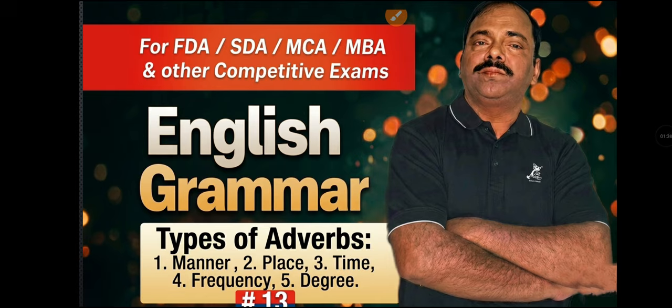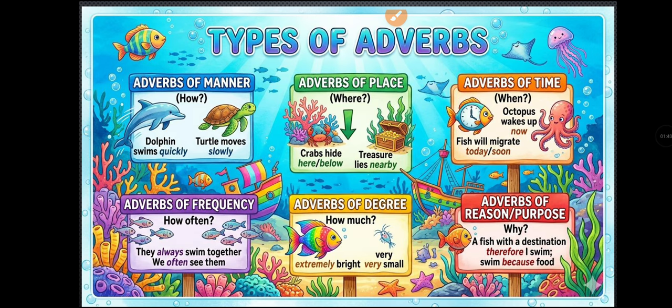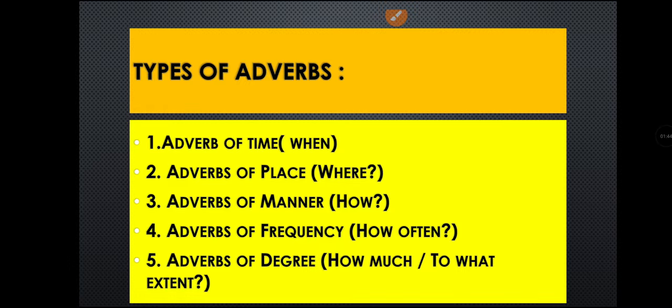So let's begin now. Types of adverbs: there are many types of adverbs. Let us see the list here. First one is adverb of time, where we ask the question when in order to get the answer. Second one is adverb of place. Here we ask the question where to get the adverb as the answer. Third one is adverb of manner. The question is how.